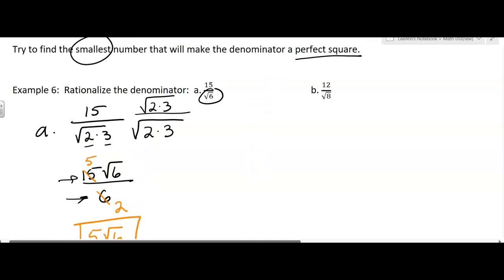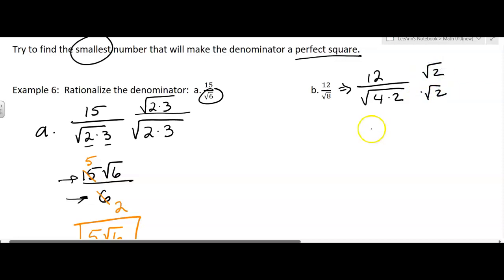All right. So now let's look at this problem B. Well, we have the 8, right? So we've got a 12 up here. And then we've got 8. Well, if I want to think about that, if I could think about it as 4 times 2. I can take the square root of 4. The problem is I have that leftover 2. So what I really want to multiply by is another 2. Then I'd have enough 2's, right?